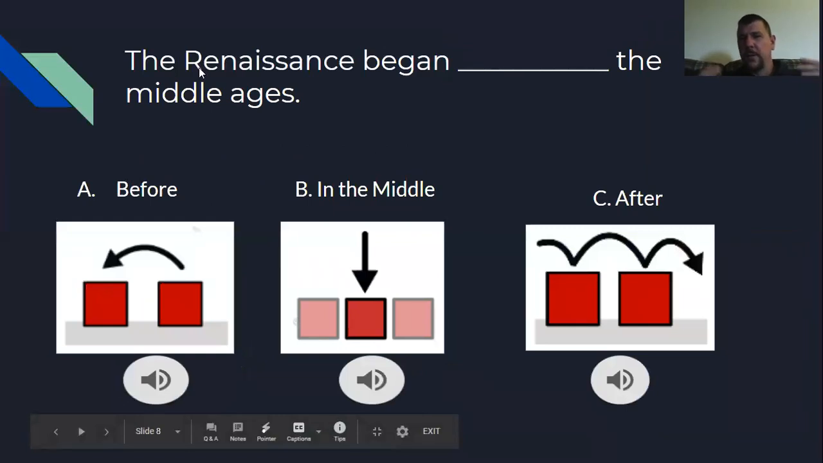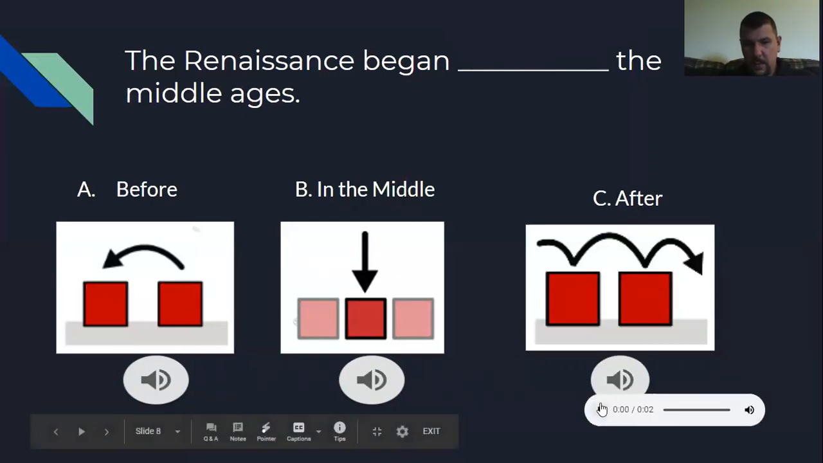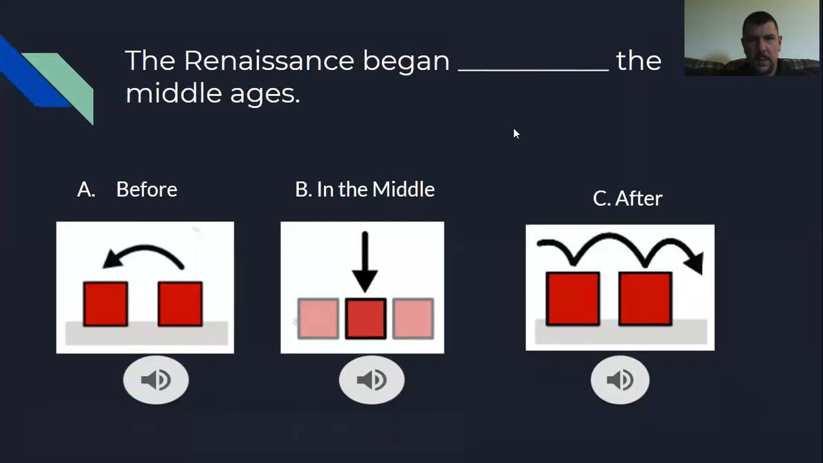All right, so we got our comprehension questions here. The Renaissance began blank the Middle Ages? Before the Middle Ages, in the middle of the Middle Ages, or after the Middle Ages? When did the Renaissance begin? It began after the Middle Ages. You had the Dark Ages, the Middle Ages, and then down here you had the Renaissance that began in about 1400 to 1500 AD. Ding, ding, ding. We have a winner.